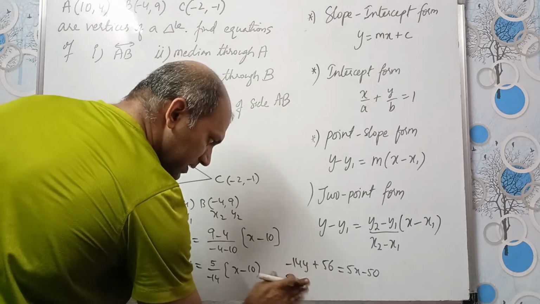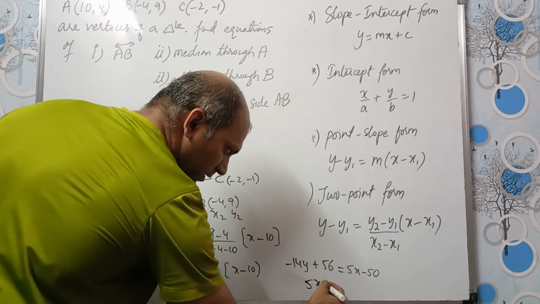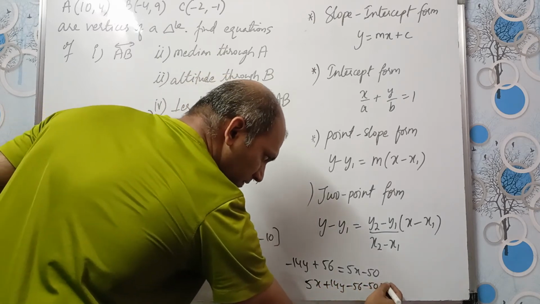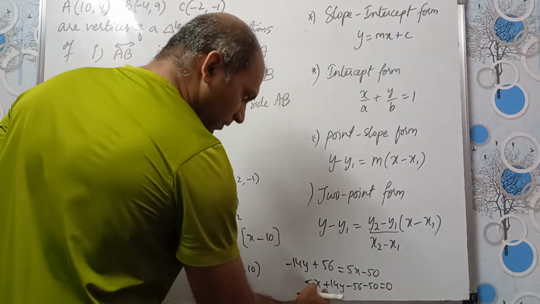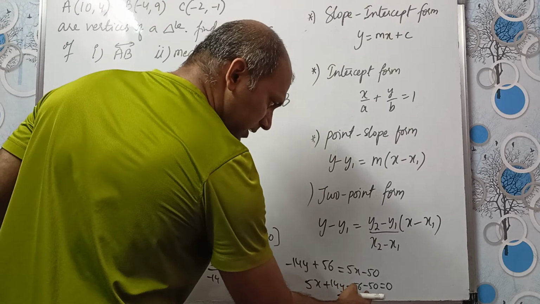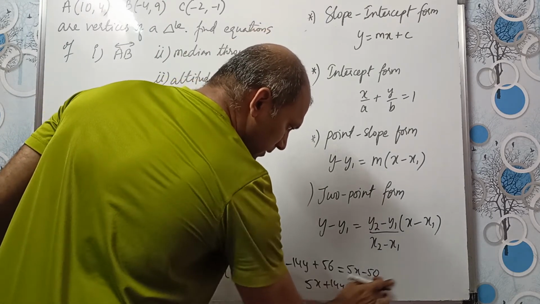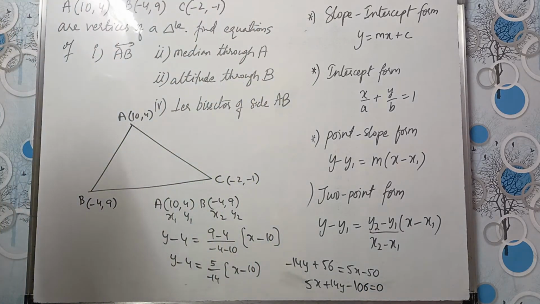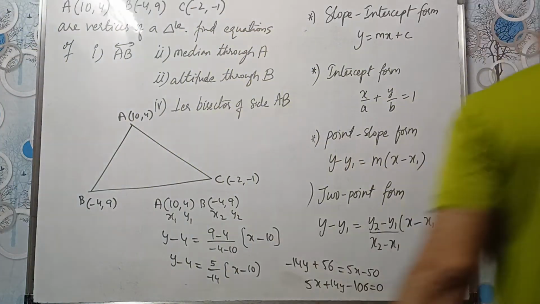So this 5x and 50 will come this side, or we can send this 14y on the other side. So this will become 5x plus 14y minus 56 minus 50 is equal to 0. So this will be 5x plus 14y minus 106 is equal to 0. So this is the equation of this line AB. Let me rub this. Let us do the second bit.